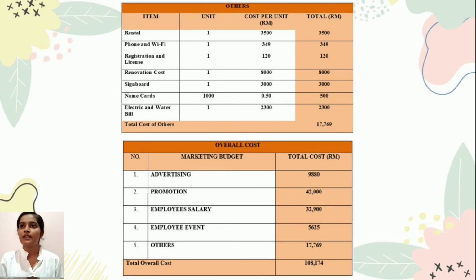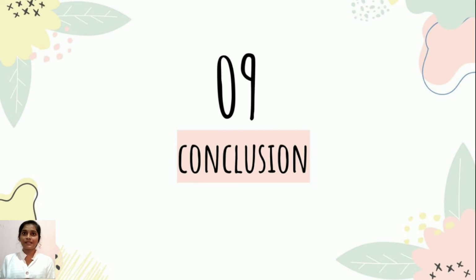And now is the overall cost for marketing budget. First is advertising. For advertising, total cost is 9,880 ringgit. Second, for promotion, total cost is 42,000. And for employee salary, total cost is 32,900 ringgit. And for employee event, total cost is 5,625 ringgit. And last, for others, total cost is 17,769 ringgit. Now the total overall cost for marketing budget is 108,174 ringgit.